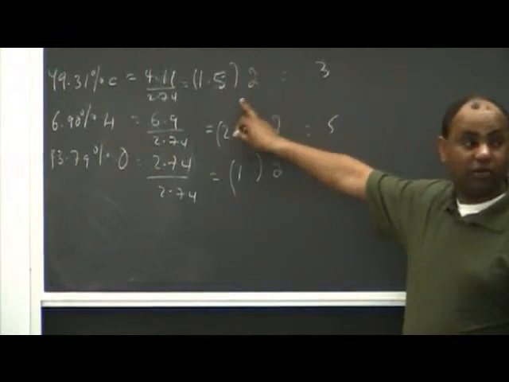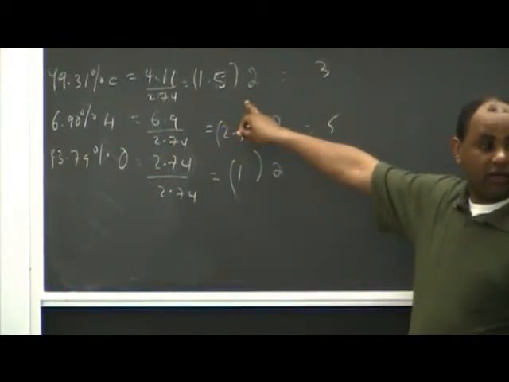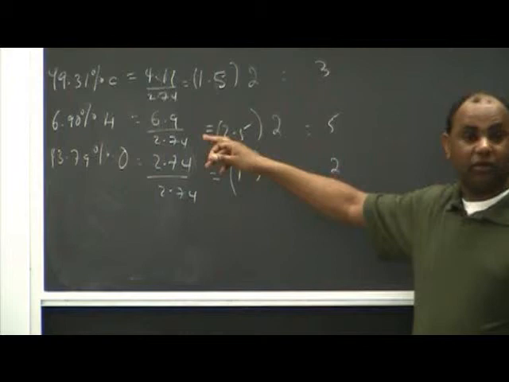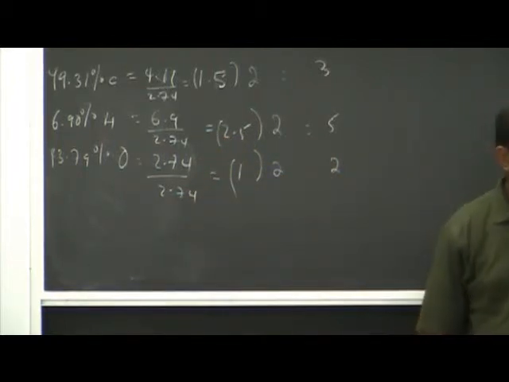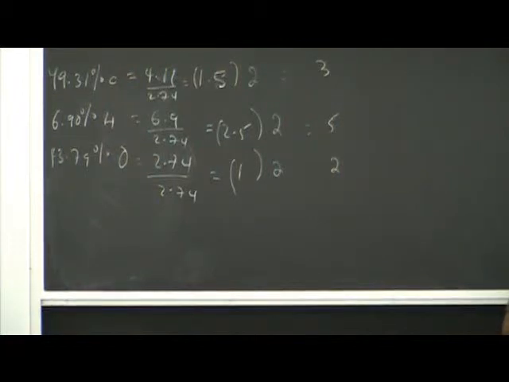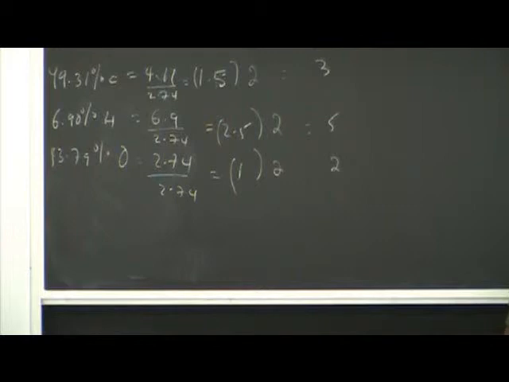2 is the smallest number, because 1 won't make it. Because 1 times any number is always that number. So we have to go to 2. Now, if 2 doesn't work, then we have to go to 3. If 3 doesn't go, we have to go to 4. If 4 doesn't go, where do we go? 5. That's how it is.